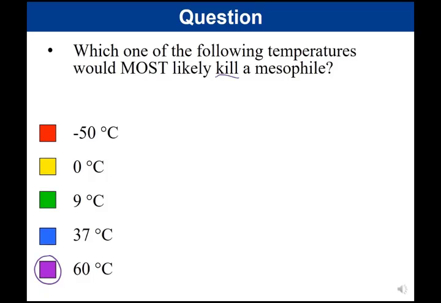However, going below the minimum temperature is going to inhibit their growth, but not likely kill them. And that's why with many microbes, when we want to store them long term, we store them in the freezer. We even store our bacteria in a minus 70 degree freezer. The minus 70 is just going to inhibit their growth, but it's not going to kill them. But the higher temperature, the 60 degrees, is going to cause proteins to denature. And when those proteins denature, that is then going to kill the bacteria.